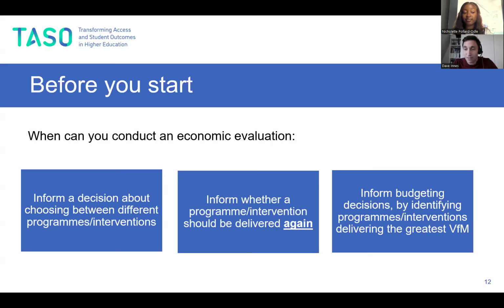Secondly, you might have conducted an intervention or activity and want to know whether you should do it again. So you want to look back at that activity and say, did it create enough value for money to justify being done again? And then thirdly, you might be trying to inform budgeting decisions within the higher education provider by identifying the programs or interventions that actually have the greatest value for money. So you might be saying, well, these ones look really good for value for money. These are the ones that we should be prioritizing. Again, it's really good to start out with a good idea of at what stage of the intervention we want to conduct an economic evaluation and how you're going to use it.